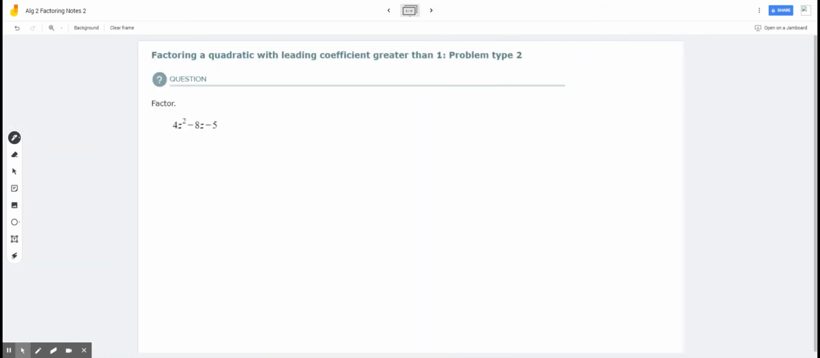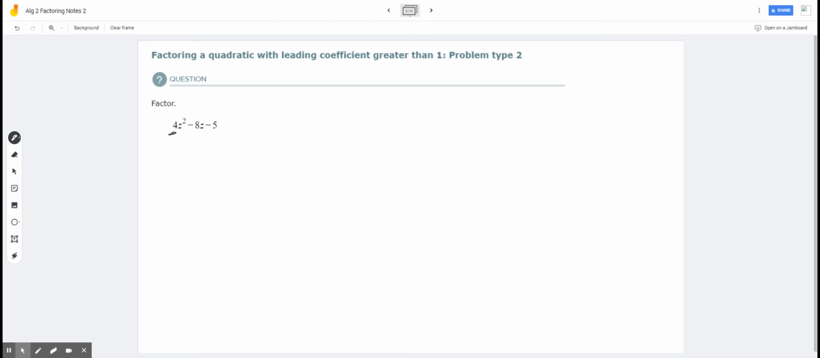Okay, factoring a quadratic. Here's a different kind of problem. Why is it different? Because look, the 4 is not prime. It could be either a 1 and a 4 or a 2 and a 2. So we don't know. So now you have to play with that first number, because that is something you're going to have to play with.